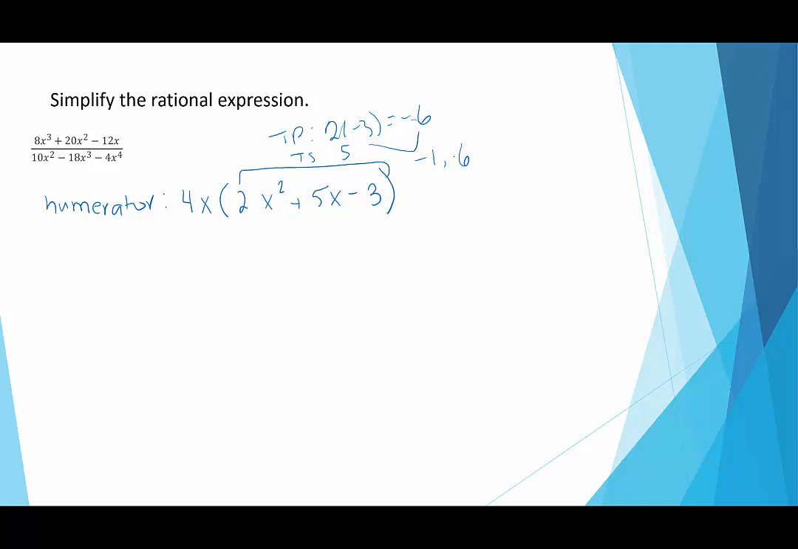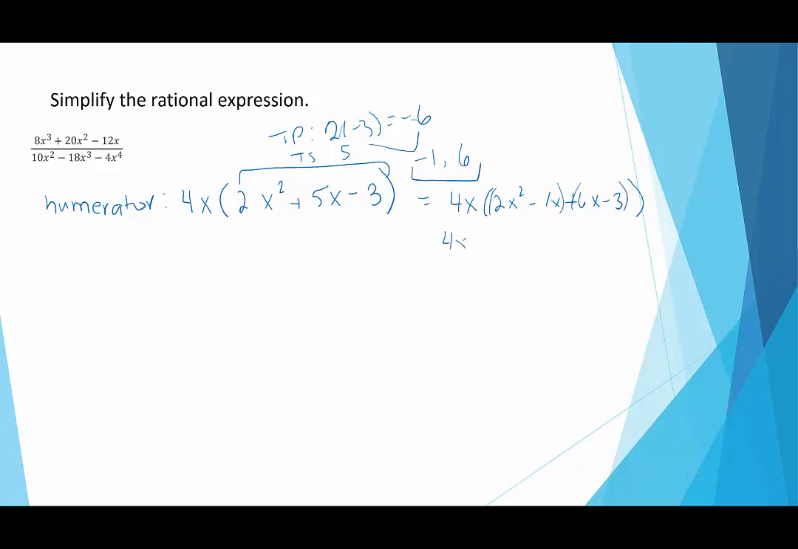We're going to use these to replace that middle coefficient 5x so that we can expand it. So this is going to give us, I'm going to write it over here, so I'm utilizing as much of the space as I can, 4x times 2x squared minus 1x plus 6x minus 3. This is going to allow me to group and group.